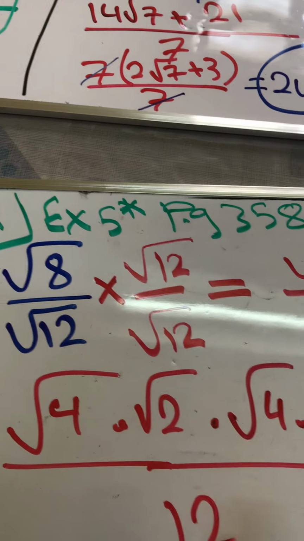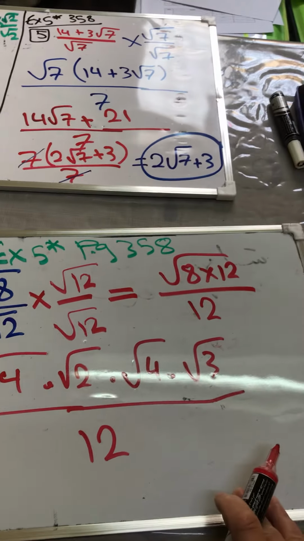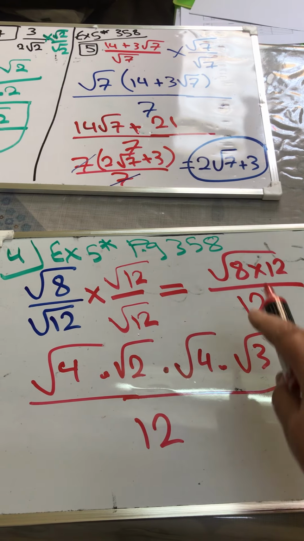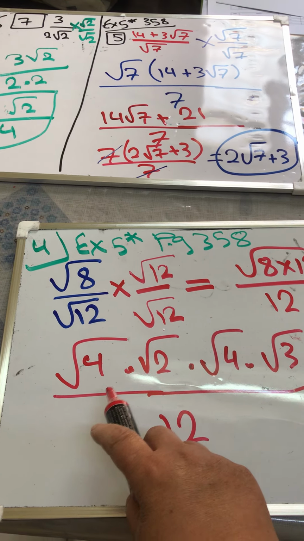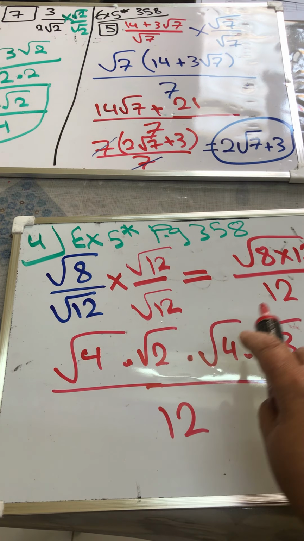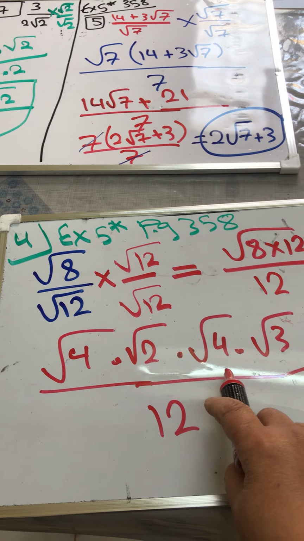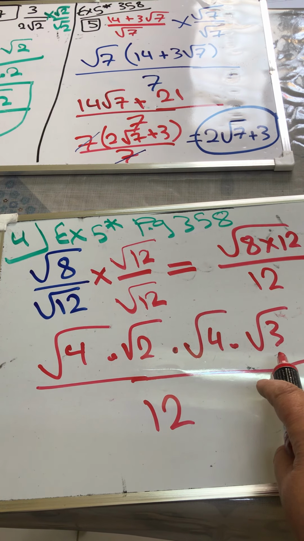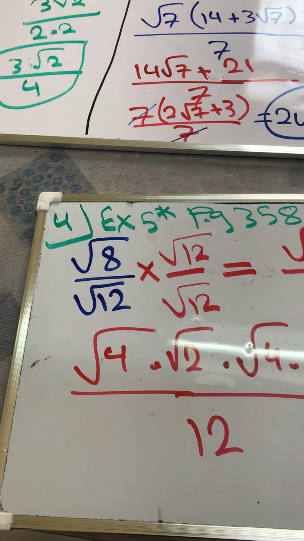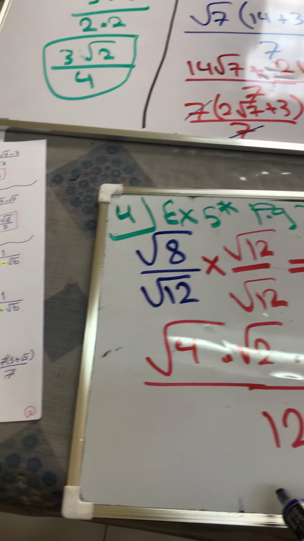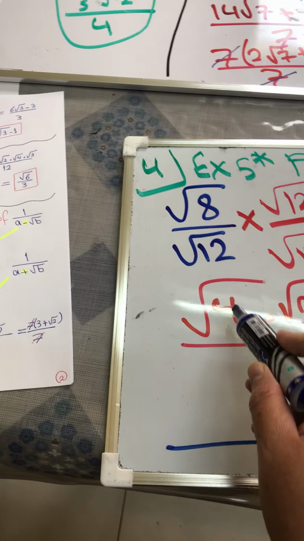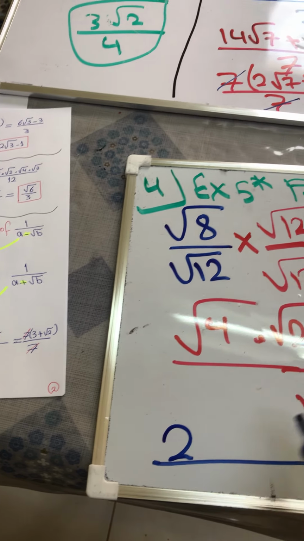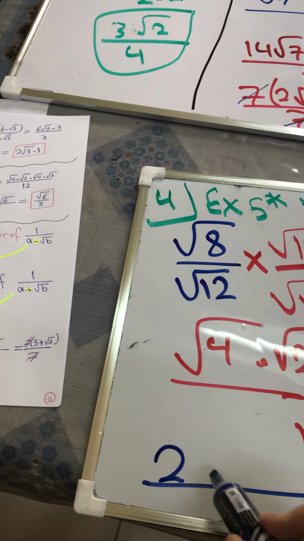Yes, over 12. You understand what happened? Instead of square root of 8, I made square root of 4 times square root of 2. Instead of square root of 12, I made it square root of 4 times square root of 3. And then, let's complete. Okay? Here, square root of 4 gives me 2, and the square root of 4 gives me 2.